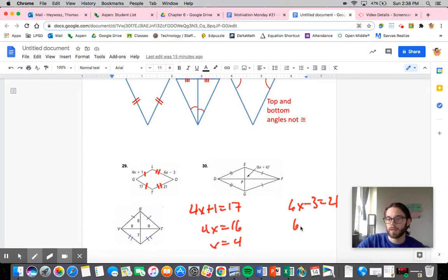Okay, so let's just confirm. 6x equals 24, x will equal 4. All right, so x equals 4.